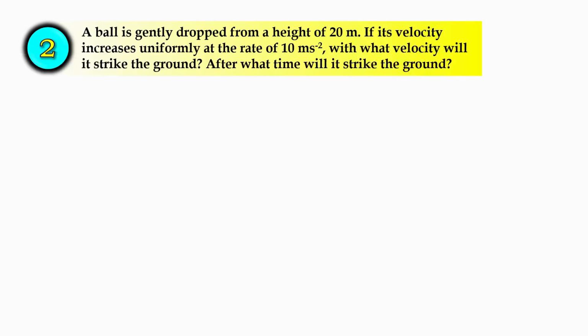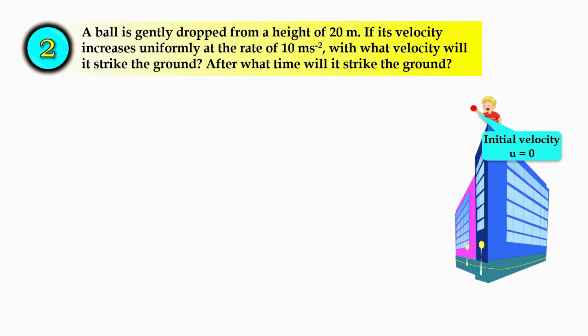Now let us solve the second numerical problem. A ball is gently dropped from a height of 20 meters. Its velocity increases uniformly at the rate of 10 meters per second squared. We need to find two things. First, the velocity with which the ball strikes the ground. Second, the time taken for the ball to reach the ground.